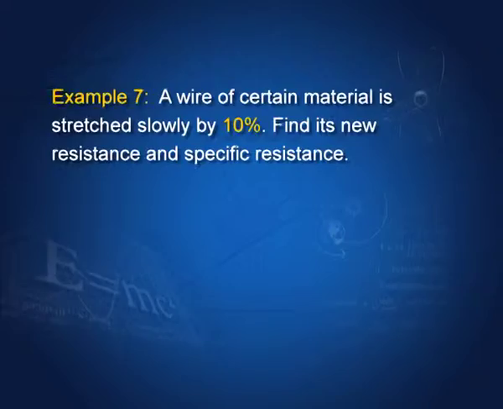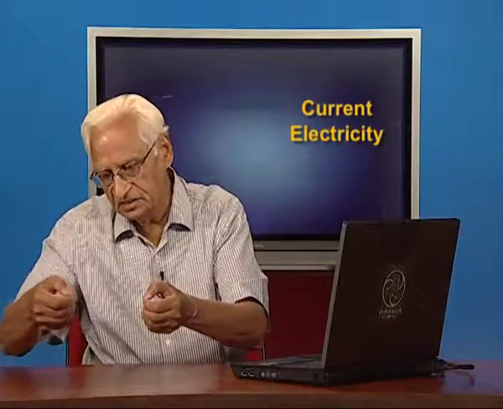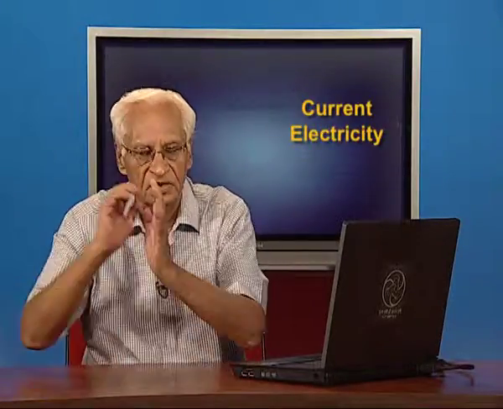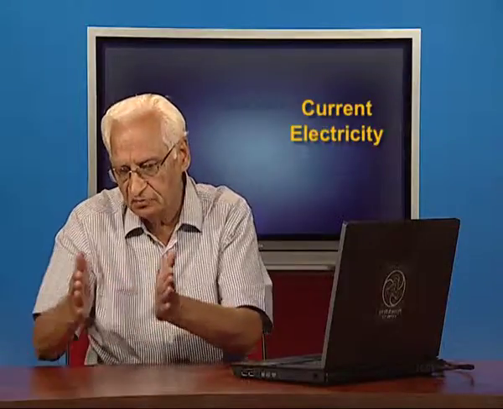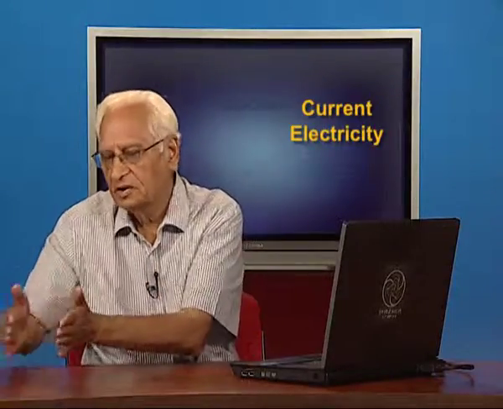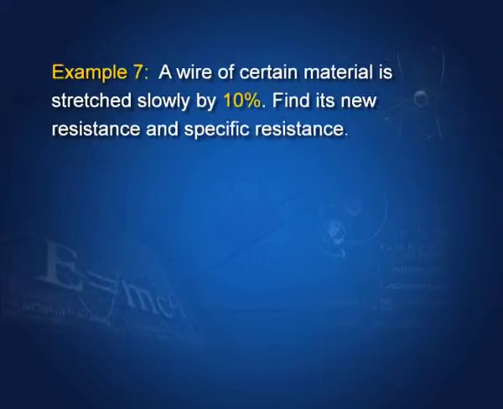A wire of certain material is stretched slowly by 10%. So, I have a wire, I stretch it slowly by 10%. That is, if its length was 10 centimeter, it becomes 11 centimeters. Find its new resistance and specific resistance.